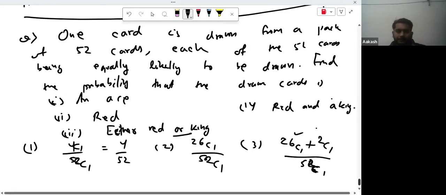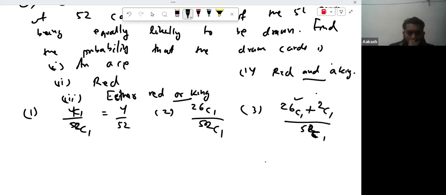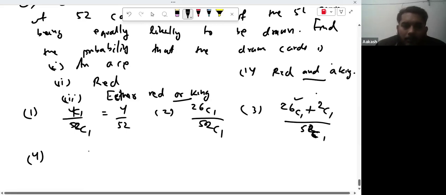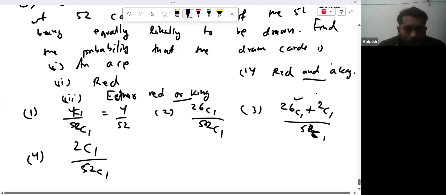And whenever you see and, that means intersection, this is multiplication. So red and a king, that means only 2 cards are there which are red and a king. Yes, because there are 4 kings, 2 red and 2 black. So it should be a red card and a king card. So 2C1 upon 52C1. Got it? Yes, sir.